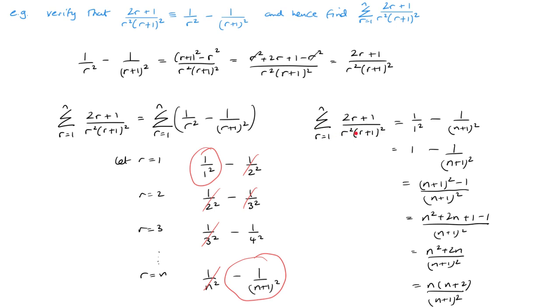So the sum of this is just this expression here. If you've got another value, like a part B or part C of this question, where you're given a value for n, you can just use this to find the sum. Very, very easy. But anyway, that's that one. Let's have a look at another example.